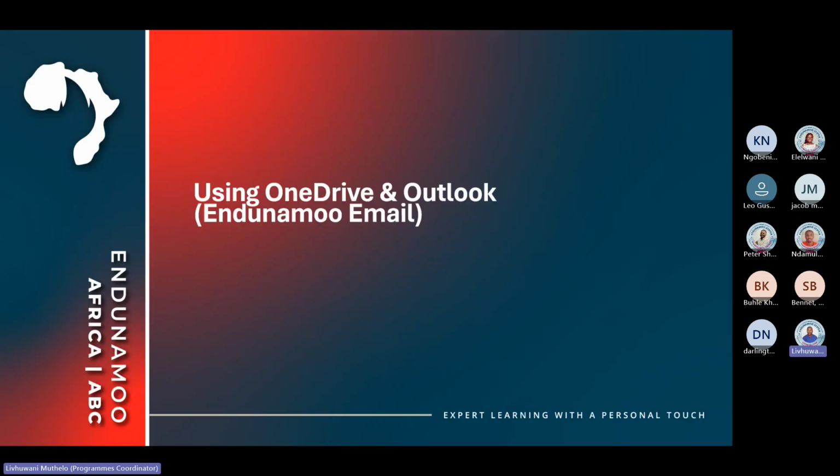Moving on, I'm going to also be taking you through using the OneDrive and Outlook, which is the Endonamo email. So as Peter has communicated, we do have the Endonamo credentials that were sent upon registration. So under those credentials, what we usually do is that we try to send all information that we send to your personal email. We also try to send it to the Endonamo email. So this just helps in case maybe, let's say, you had entered a company email and then now you're moving on to using your personal email and you don't want to lose, or you just found a new job and you don't want to lose the previous emails that you had. So you can actually access them on the Endonamo email.